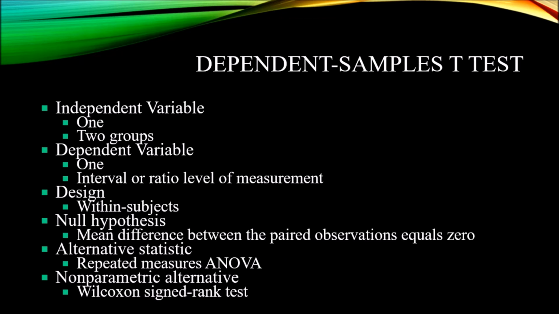Now moving to the dependent samples t-test. So we had the independent samples t-test, that's a between subjects design, and now we're moving to the dependent samples t-test, also known as the paired samples t-test, and this is a within subjects design. So again, you have an independent variable, you just have one, and 2 groups, but these are 2 related groups, the same participants in both groups, and one dependent variable measured at the continuous level of measurement.